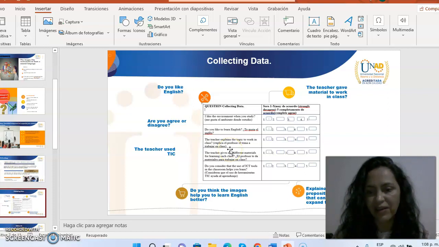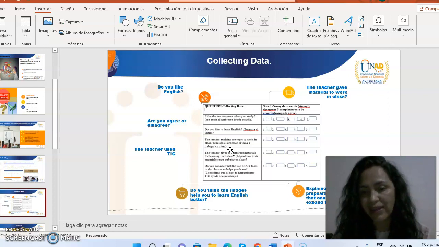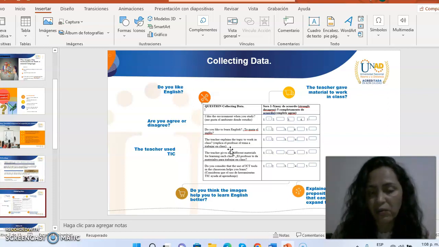it was necessary for me to use different tools, and it was excellent for them because it was better for them to understand well and express many things. Another question: do you think the image helps you to learn English better? Why? Explain. Expression, prepositions of place can be used to expand the answer. The teacher gives the objective before they start the class.